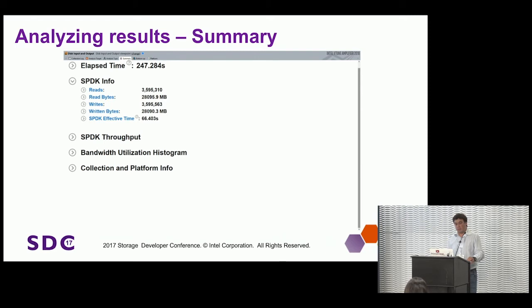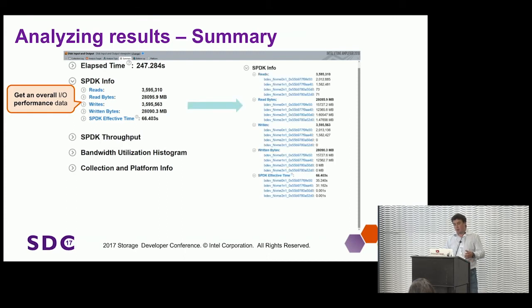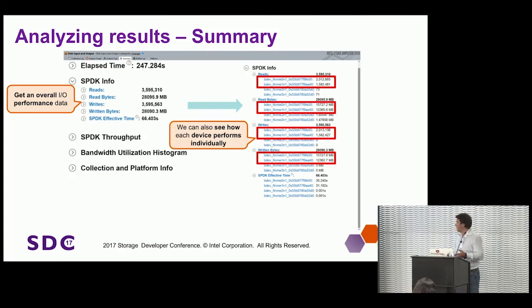So let's get back to the SPDK info section and take a closer look. Here you can find overall IO performance data and the SPDK effective time metric, which I will describe a bit later. Technically it shows the amount of bytes read and written from the storage device and the amount of IO operations, with a breakdown per access type. We can expand each section and see how each device performs individually. And as an initial takeaway, we can notice that there is some utilization imbalance here. If it's not what is expected, then definitely there is something to do here.